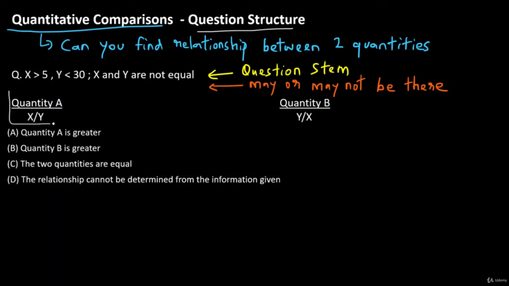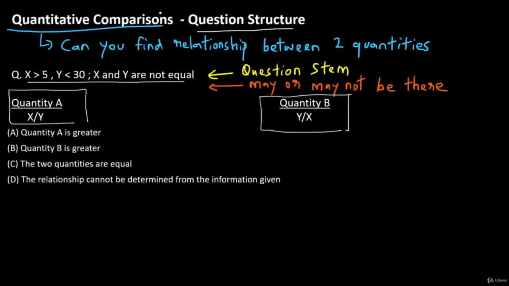Over here you can see that quantity A is given, which is X by Y for this question. Similarly, over here you can see quantity B is given, which is Y by X in the case of this question. So you will be given two quantities, and then you have 4 answer options out of which you need to choose the right option which rightly describes the relationship between these two quantities. Alright, now as I've already mentioned, you may or may not have a question stem over here. So in some questions, some extra information will be given over here, and in some questions directly quantity A and quantity B will be given to you.